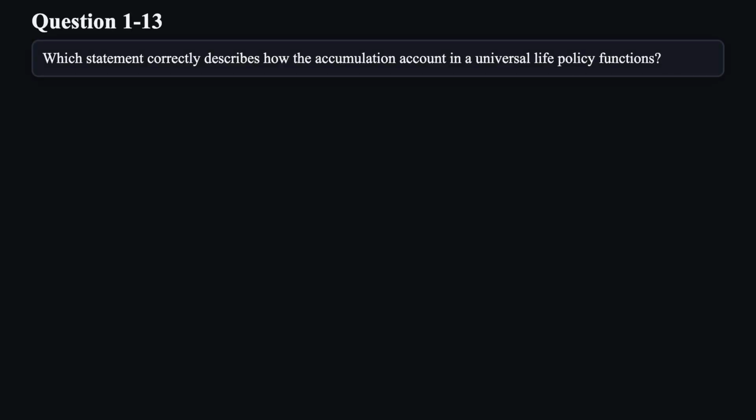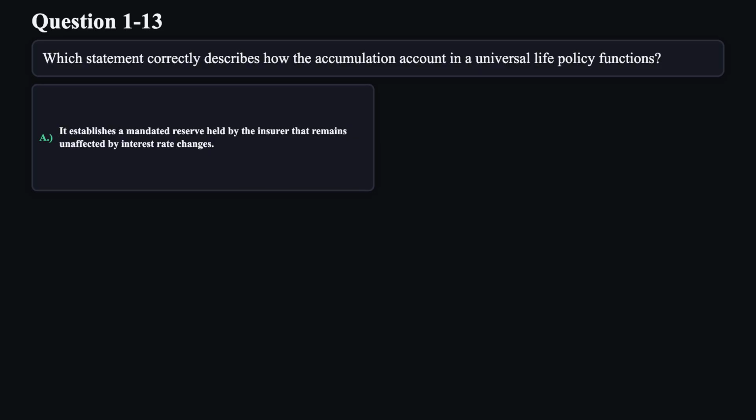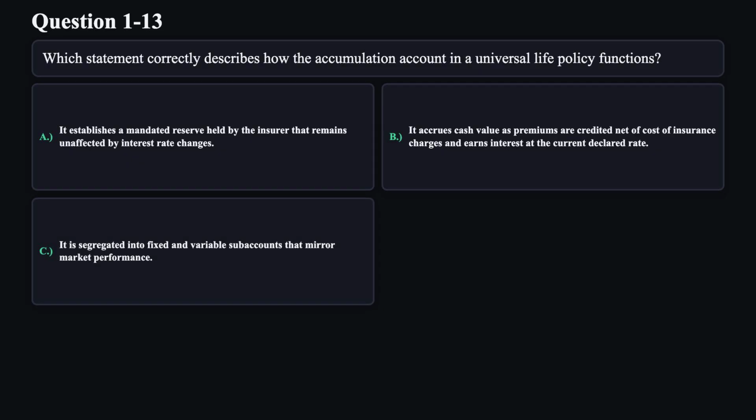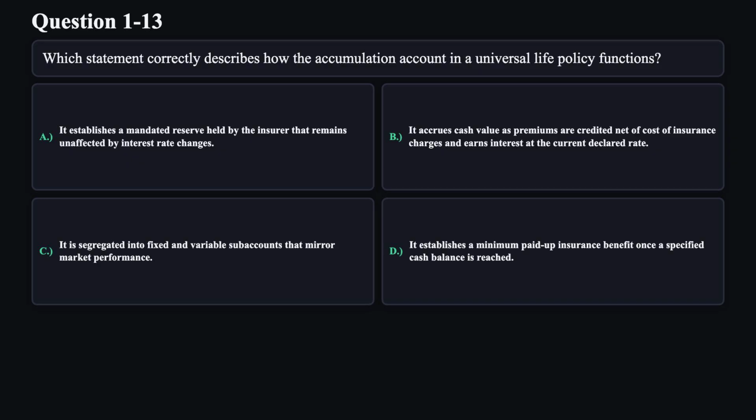Question 13. Which statement correctly describes how the accumulation account in a universal life policy functions? A. It establishes a mandated reserve held by the insurer that remains unaffected by interest rate changes. B. It accrues cash value as premiums are credited net of cost of insurance charges and earns interest at the current declared rate. C. It is segregated into fixed and variable subaccounts that mirror market performance. D. It establishes a minimum paid-up insurance benefit once a specified cash balance is reached.